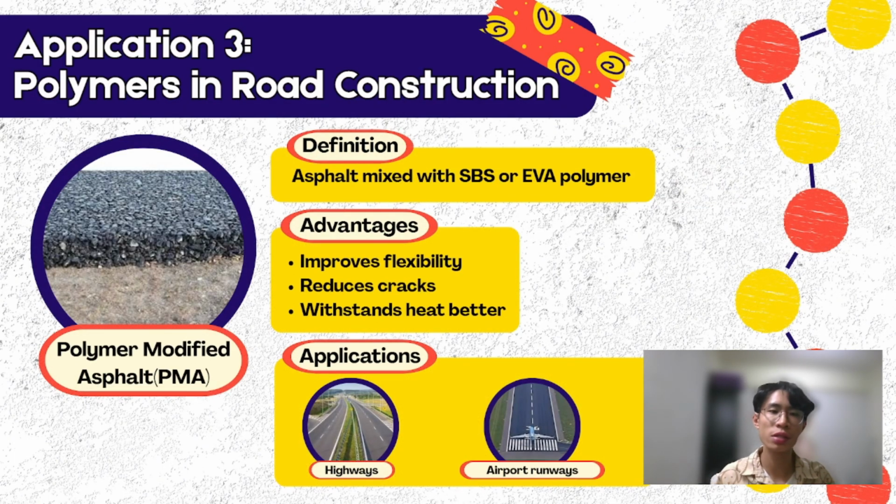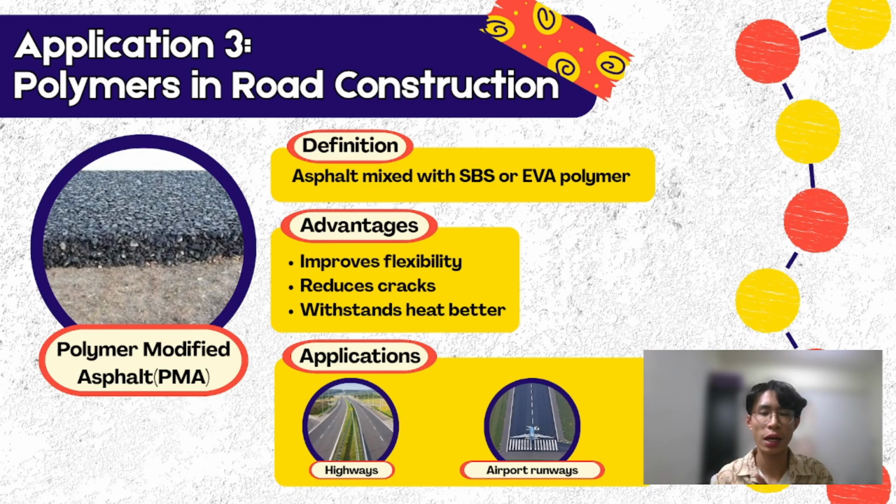Application 3, the polymers in road construction, just like I mentioned before. Polymer modified asphalt is a mixture of asphalt with SBS or EVA polymer. The advantages are that it improves flexibility in terms of road design, reduces cracks, and withstands heat better.